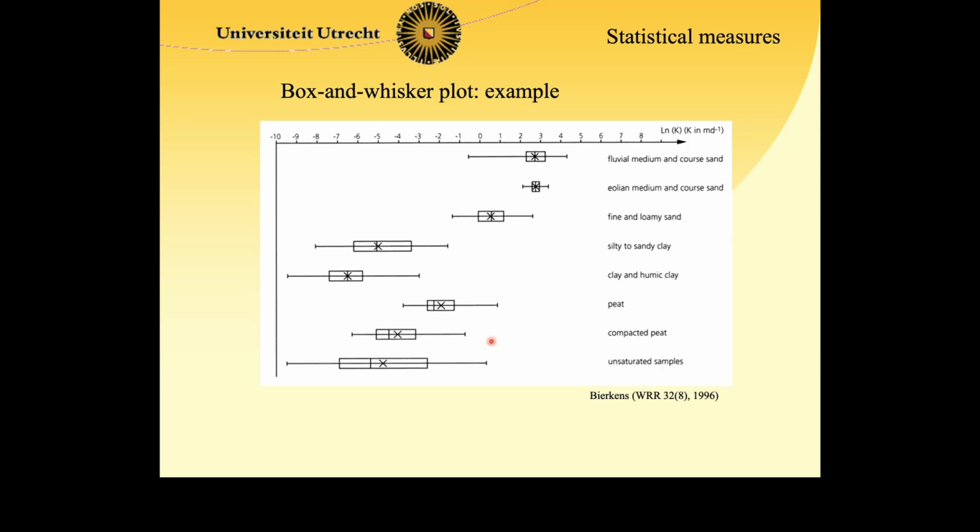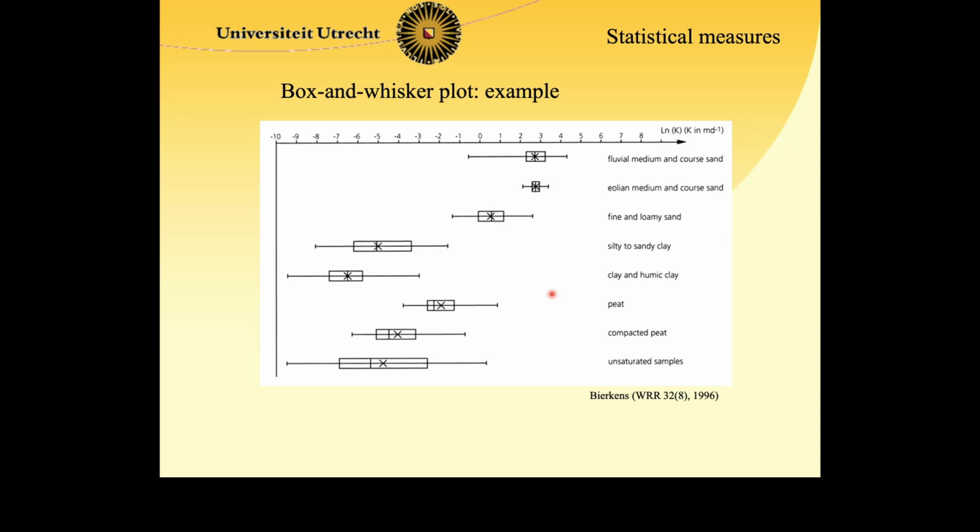And you can see right away that if we compare the hydraulic conductivity of fluvial sands with that of aeolian sands, they have the same mean value, but the variation is much larger in fluvial sands than in aeolian sands, which are much more homogeneous. So it's very interesting to compare the different distributions like this.